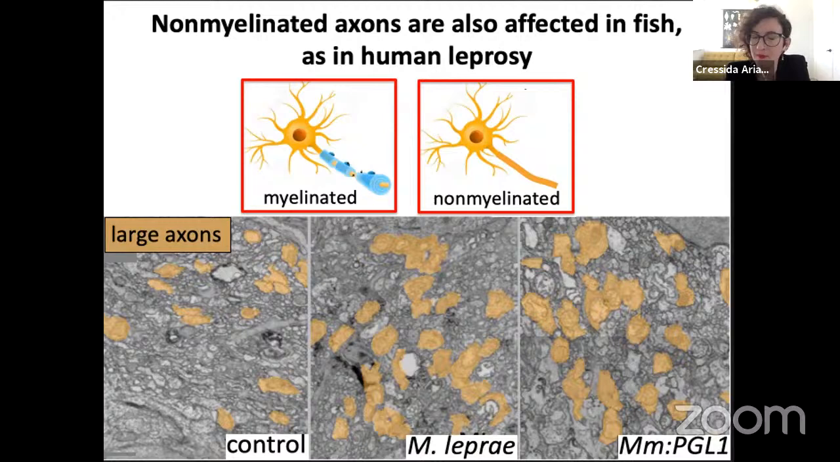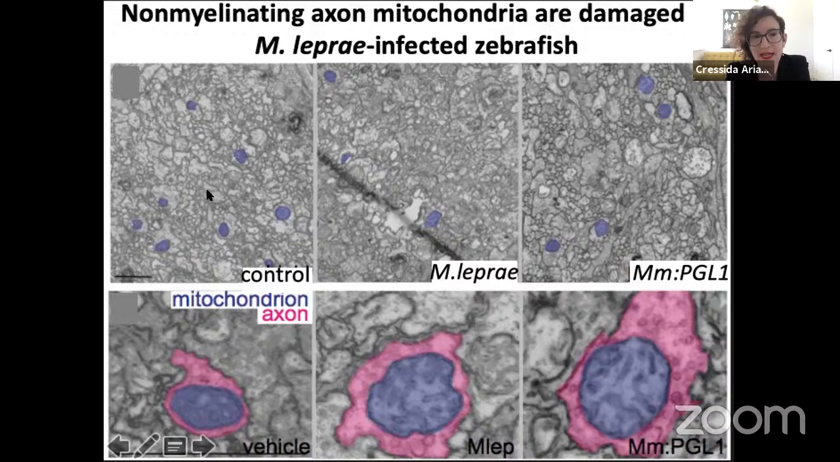But we never saw the bacteria within myelinating glia. They were always sitting next to them or inside another cell type, which I'll discuss in a moment. But these swollen axons had something within them, not the bacteria. What they had inside of them were swollen mitochondria.